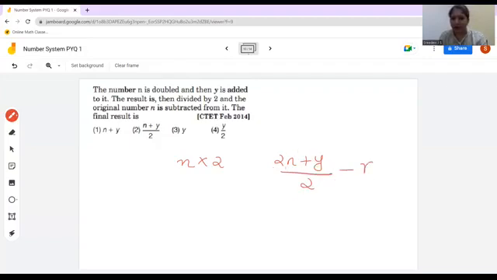And we are going to subtract the original number from it. That means n we are going to subtract it. So what is the final result? In order to find the final result, what you have to do? You have to take the LCM here. So 2 is the LCM.